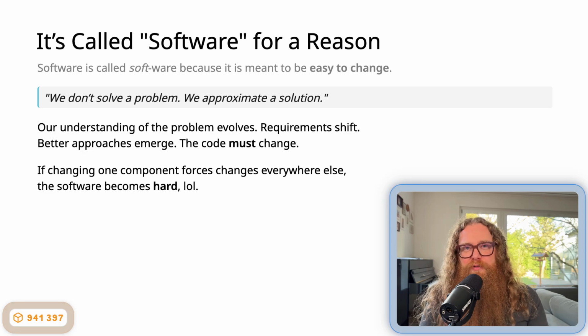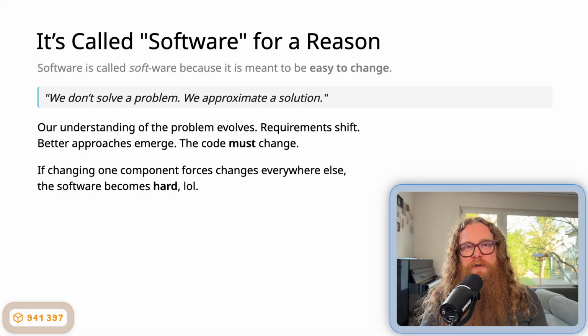It's called software for a reason. Software is called software because it's meant to be easy to change. I like this quote here very much. We don't solve a problem, we approximate a solution. That means our understanding of the problem evolves while doing the development. Also, while doing development, we may get new requirements, or we learn new things.